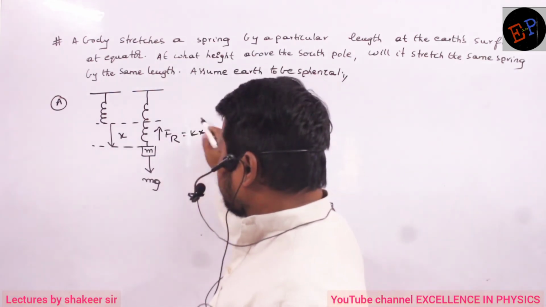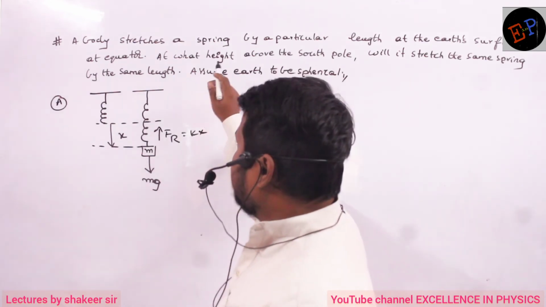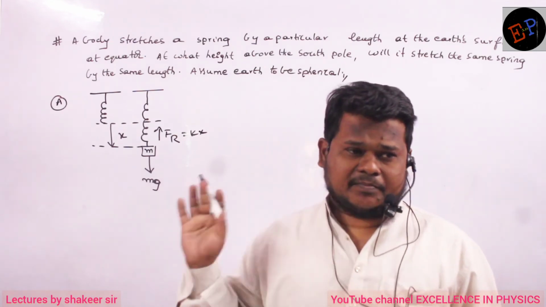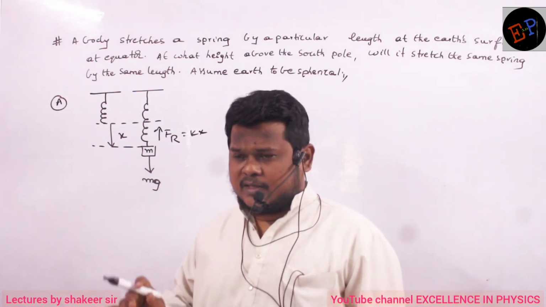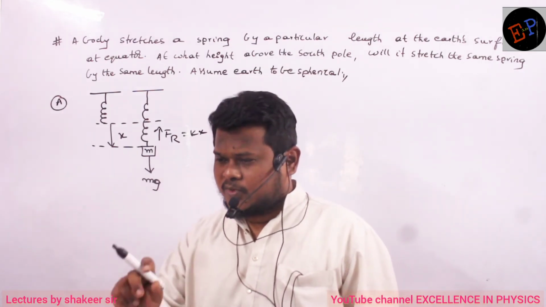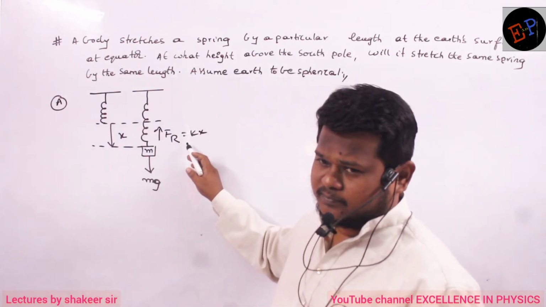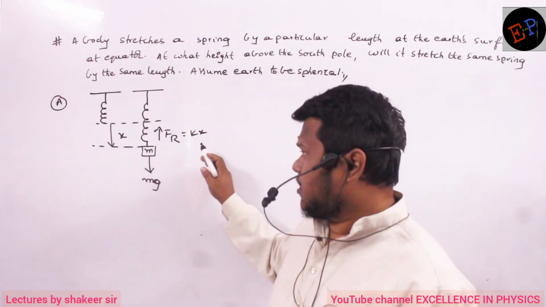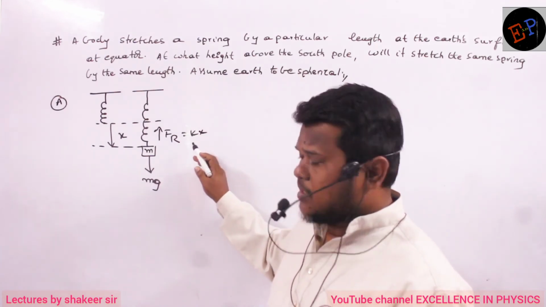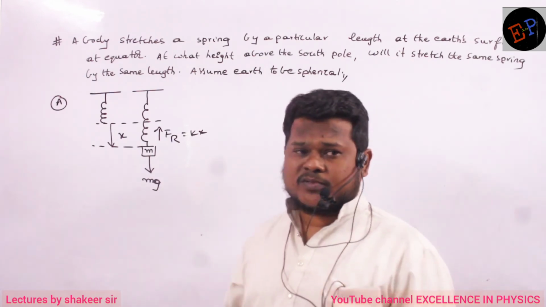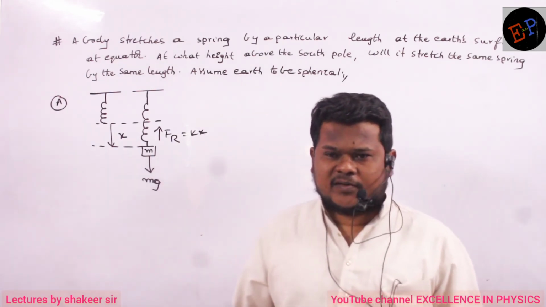It means to produce this elongation, he said that the elongation at the equator and the elongation at the poles are both the same. Elongation at equator and elongation at poles are both the same. It means the kx value is the same everywhere. Elongation is the same, so the kx value remains the same. If kx is the same, mg also is the same. If mg is the same, the g value is also the same. That is the meaning of this.